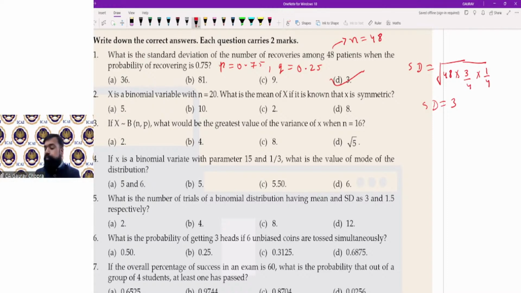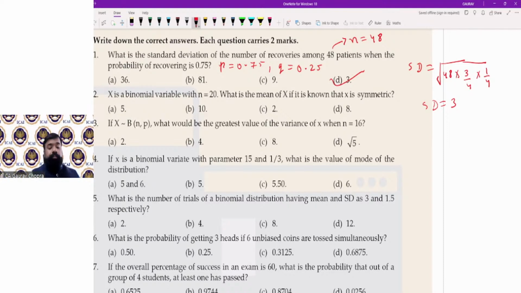Okay. Perfect. Any doubt in this? So everything was given, N, P, Q, and then we have to calculate the standard deviation.